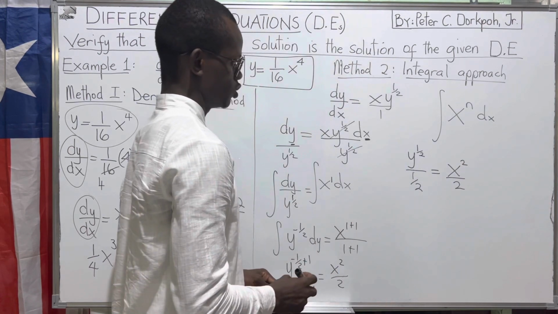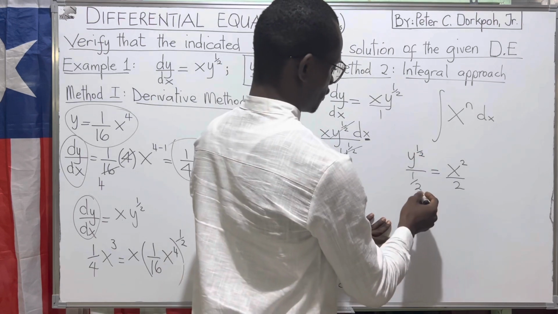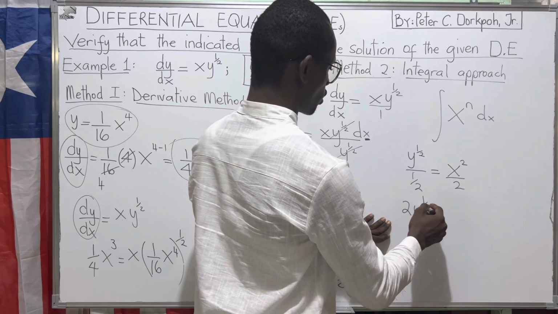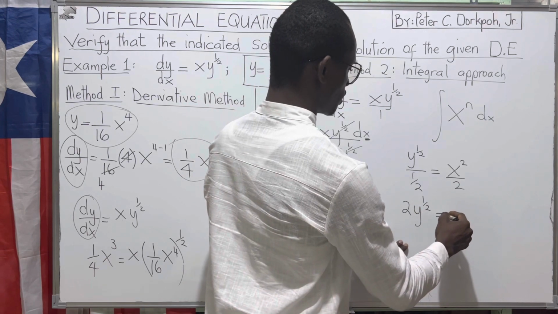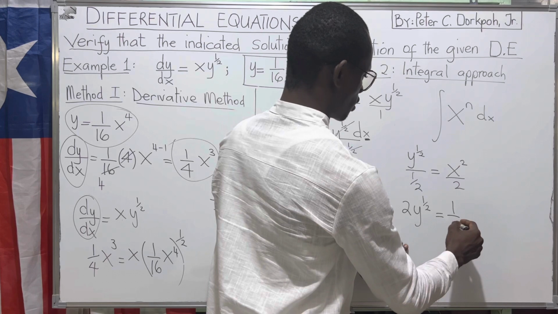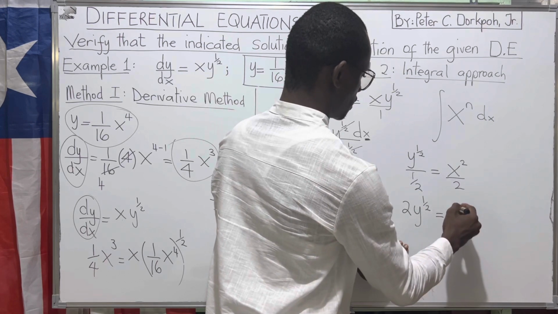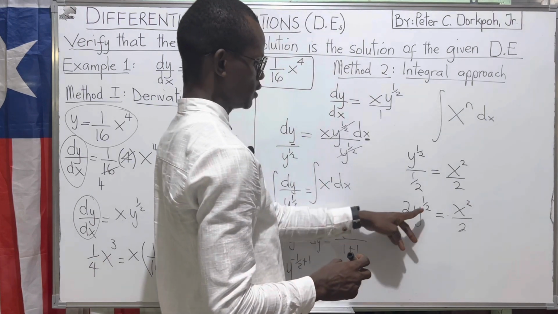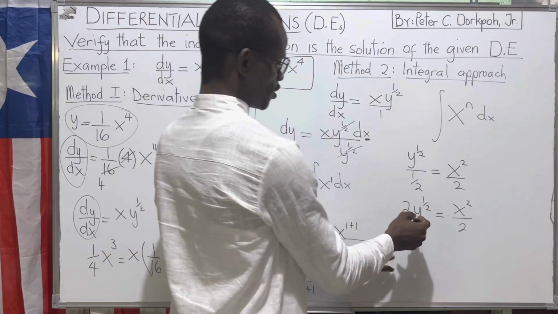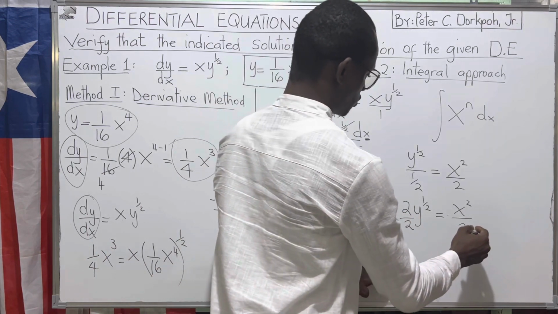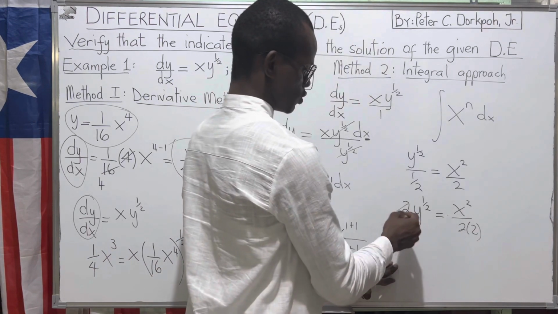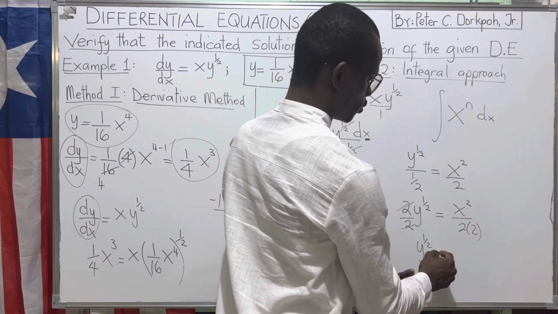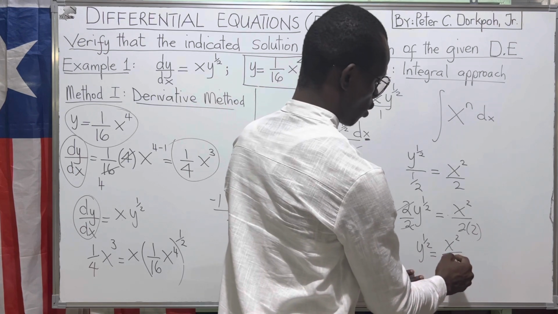So what do we have? We have this 2 come up here: 2 y raised to the power 1 over 2 equals, let's just maintain the same thing, x squared all over 2. So we want to solve for y, so we can divide this out by 2 and divide this out by 2. So this and this cancel. You have y to the power half is equal to x squared all over 4.